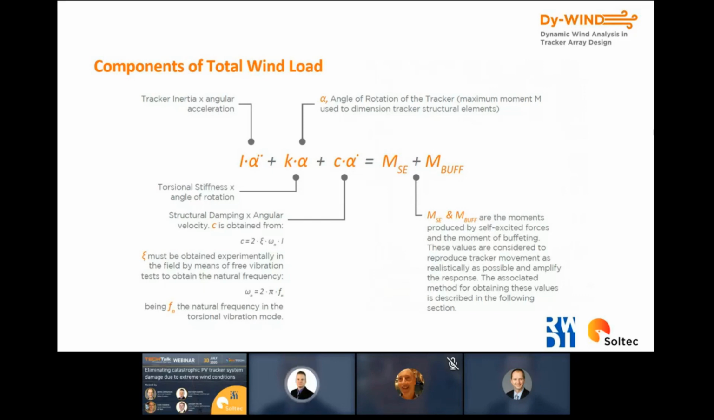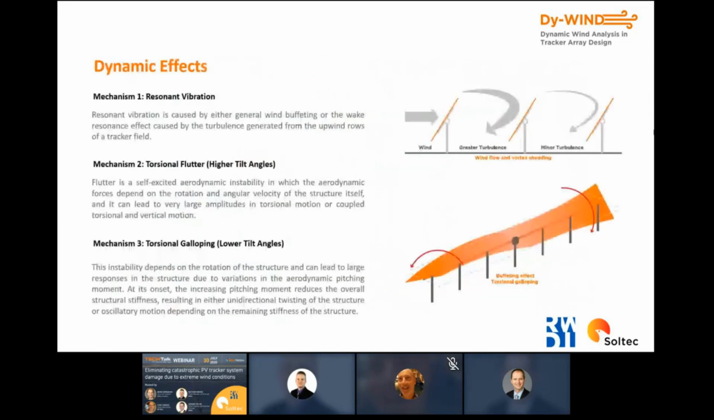So moving on, we can see what are the different dynamic effects that affect single axis trackers on the next slide. So we have several mechanisms. First, we have what we call resonant vibration. And resonant vibration, there's two causes of this. The first is just general wind buffeting, so the applied forces of the wind onto the structure can cause resonance.